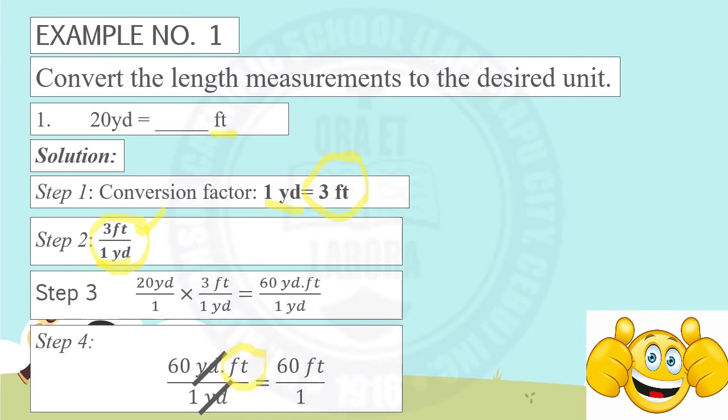60 over 1 feet is equal to 60 feet. And that will be our final answer. Let's try English to metric.